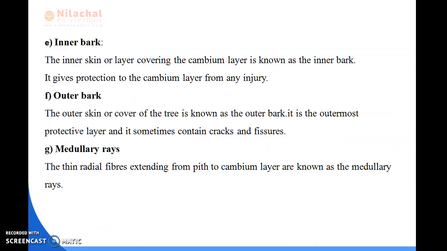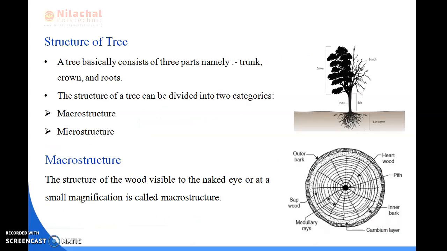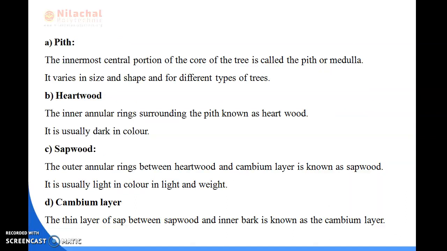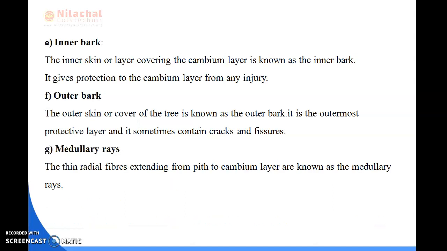As I have already told, the structure of the tree has been classified in two categories. First is macrostructure and the second is microstructure. Macrostructure means the structure of the wood which is visible to our naked eye or at small magnifications. Macrostructures have been classified as follows: pith, heartwood, sapwood, cambium layer, inner bark, outer bark, and medullary rays. I have already discussed this with you.